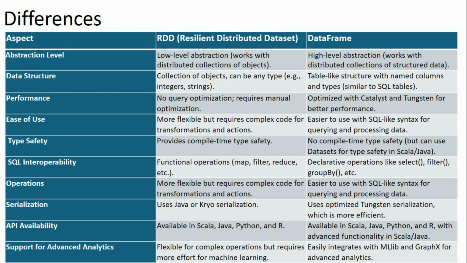DataFrames, on the other hand, are dynamically typed. The schema is inferred at runtime, so type errors might not show up until the code is executed. This makes them less type-safe compared to RDDs, but they offer more flexibility when dealing with diverse data.